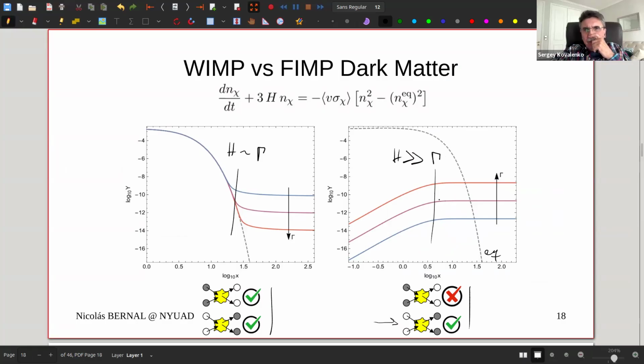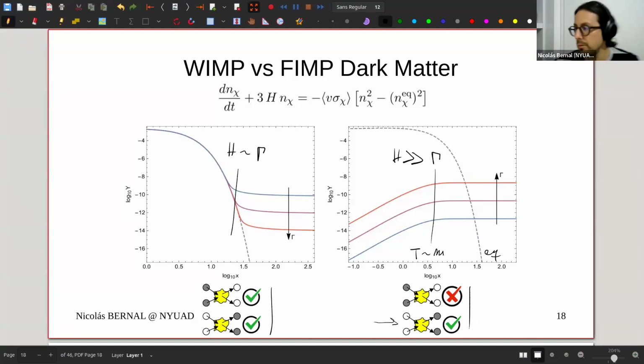Feebly, exactly, because feebly. And here, the scale of this plateau is where the temperature is of the order of the mass, either the mass of the mediator or the mass of the dark matter. It's basically because the thermal plasma does not have enough energy to produce. So it's basically a kinematic condition. You cannot produce it because there's no energy anymore. Okay, I see, this is purely kinematics. Exactly. Thank you. Understood. Thanks.